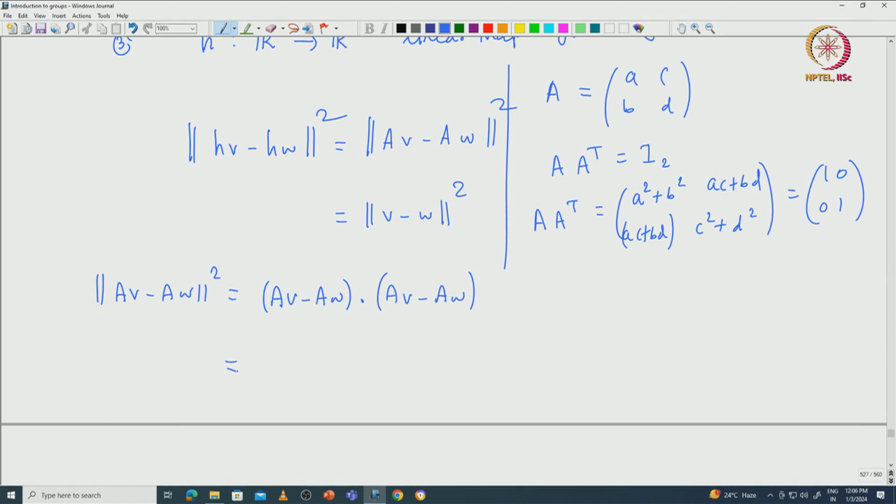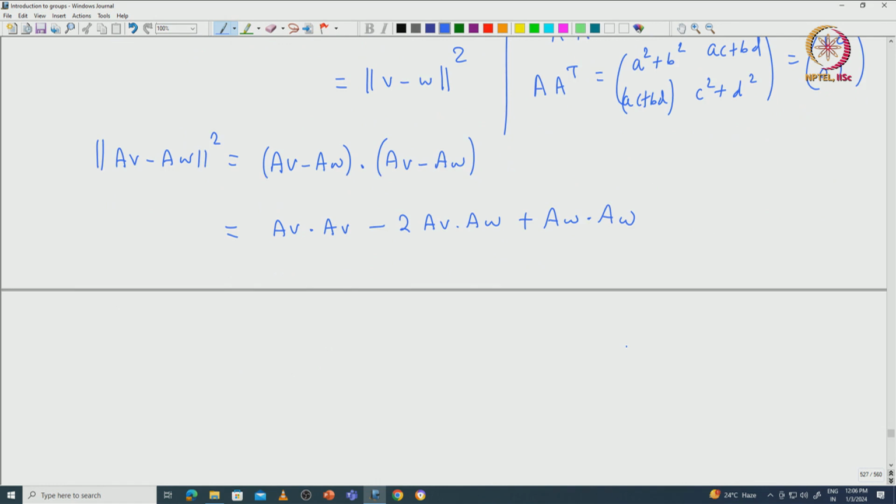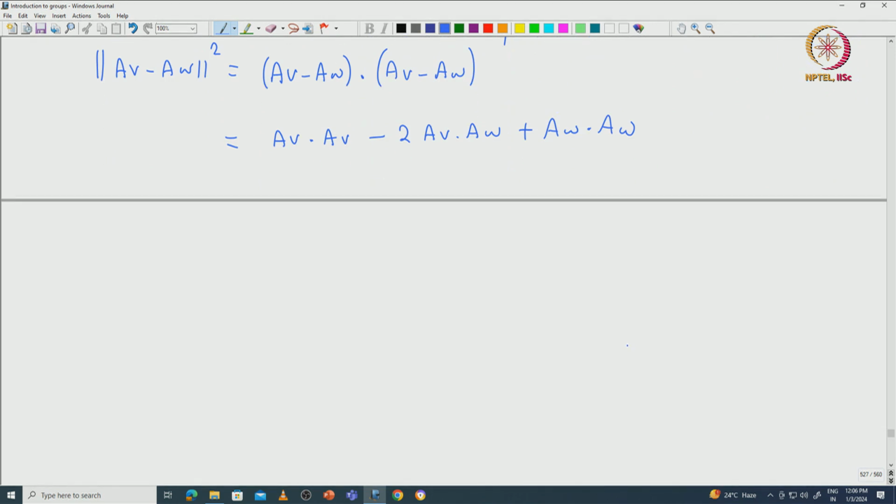Now, using this linearity, if you just work it out, this is going to be AV dot AV minus twice AV dot AW plus AW dot AW. So, this is what your formula says. Now if you want to prove that this is the same as norm V minus W squared, then you need to show that AV dot AW is the same as V dot W. So, this should be true for all V, W in R2.